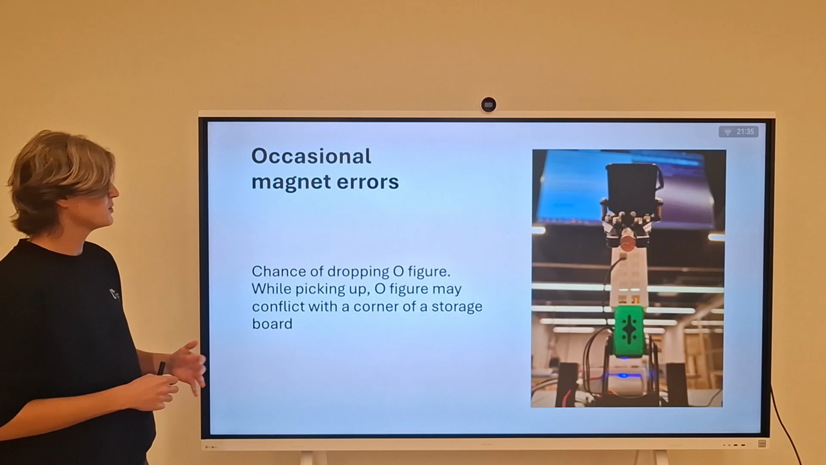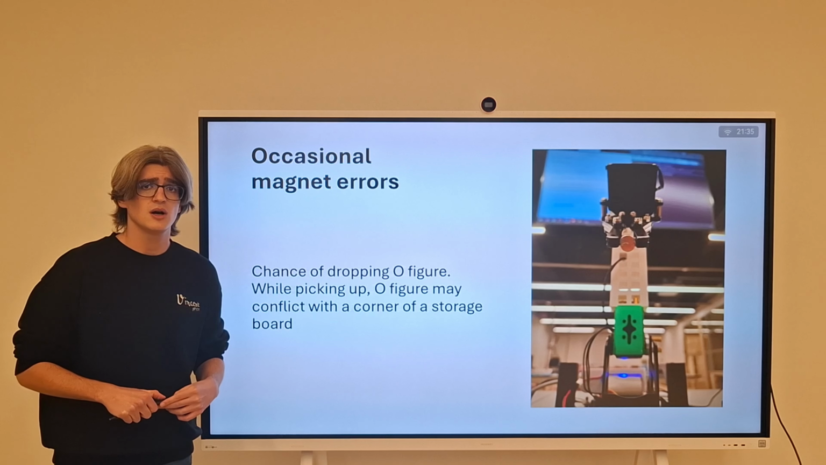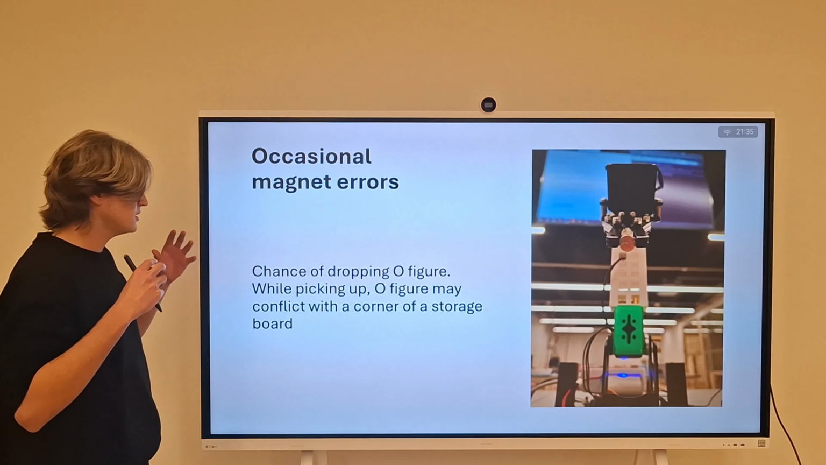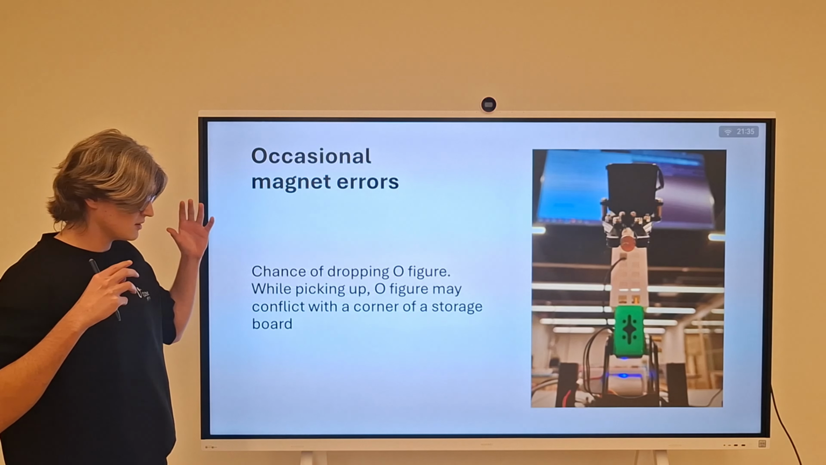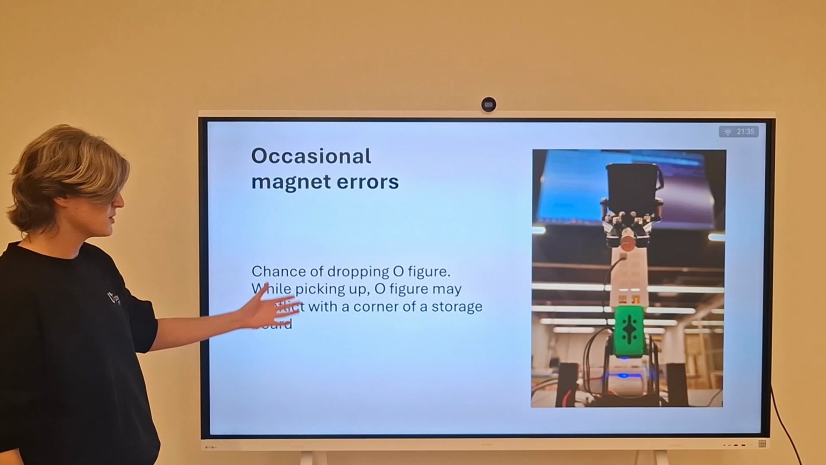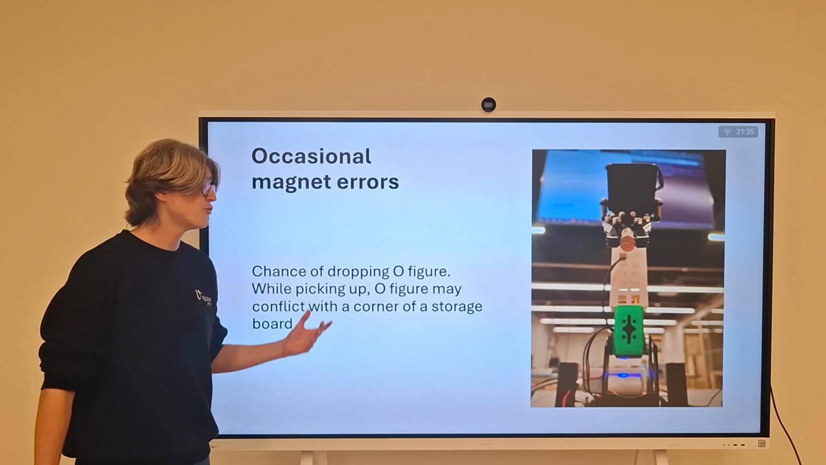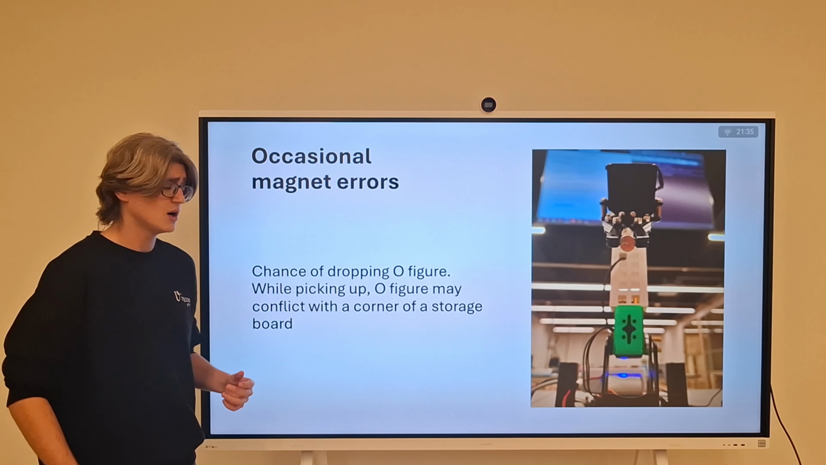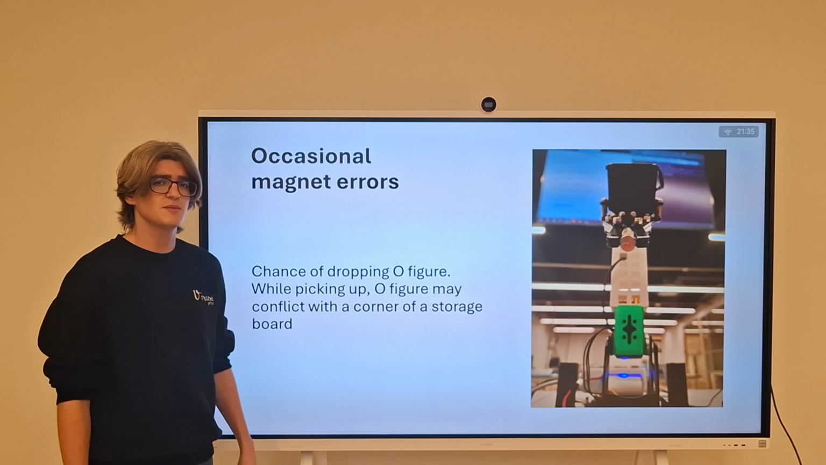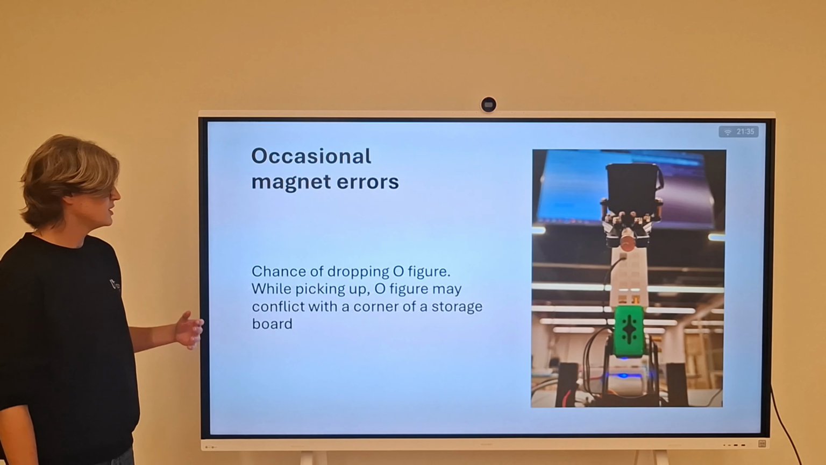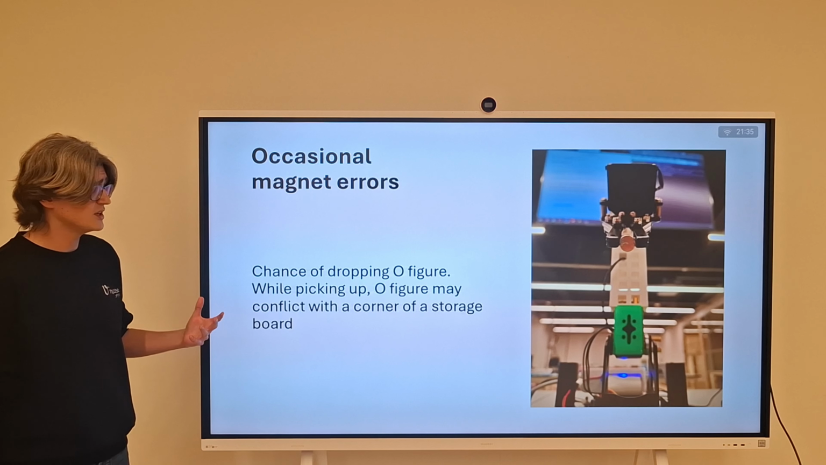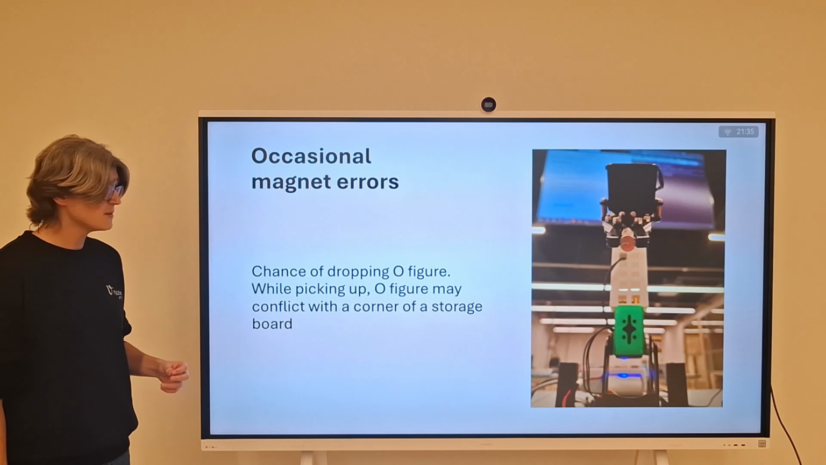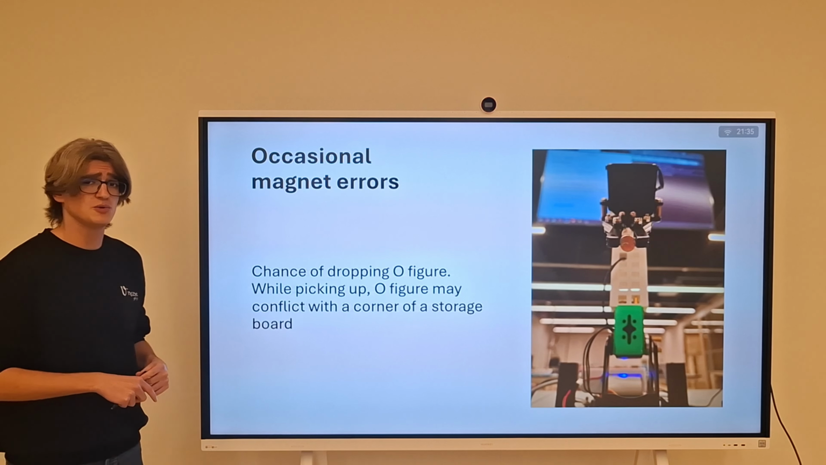Also, there are some occasional magnet errors. This means that in some cases there is a little chance for the O figure to be dropped from the arm while picking up. This is mainly due to the size of the O figure and its proportions to the cell.